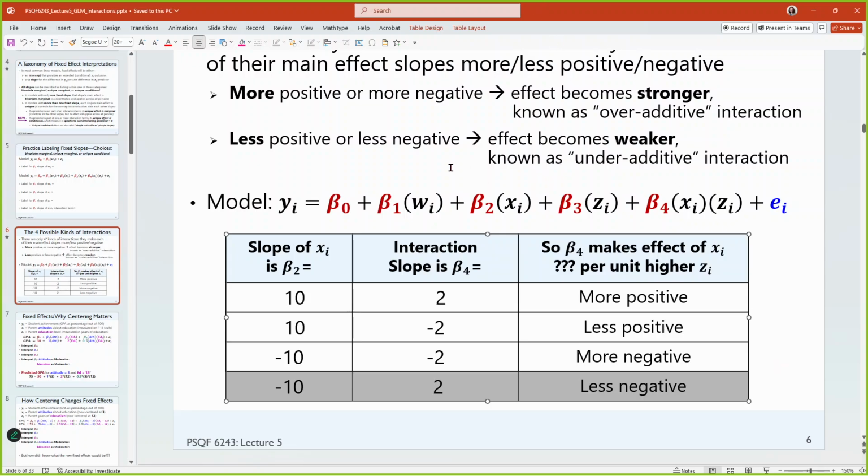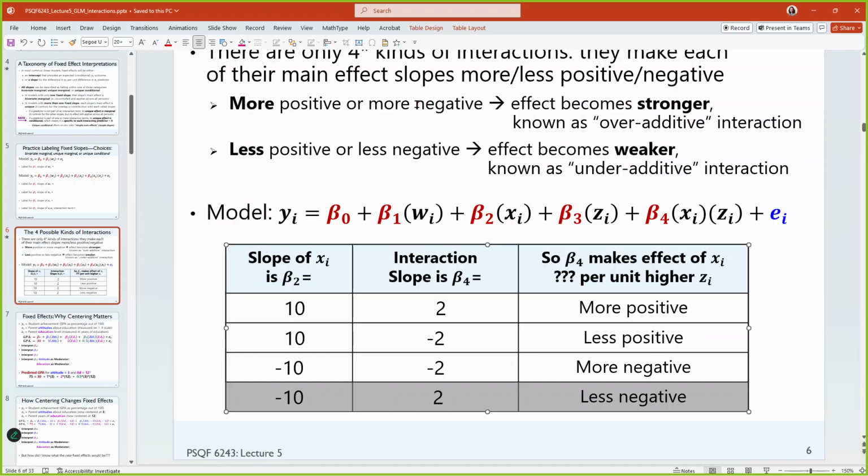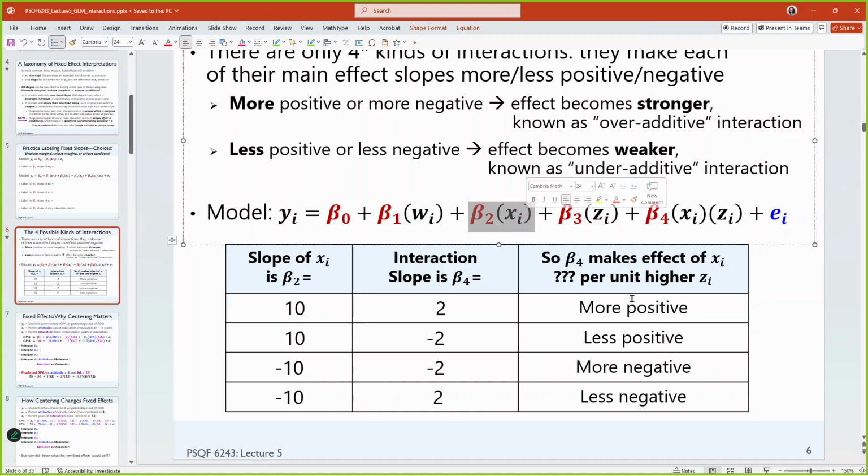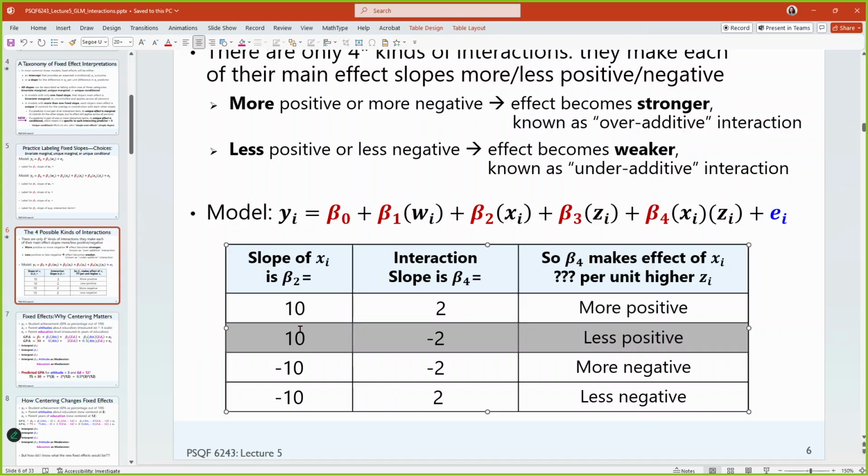So the language that I tend to use in talking about these kinds of things is matters more, matters less. So x matters in predicting y, but maybe x matters more if you're high on z, or it matters less if you're high on z. So the key idea is that the interaction terms are changing the slopes of the other variables. They are not directly changing y. If you can hang on to that, we're good to go.